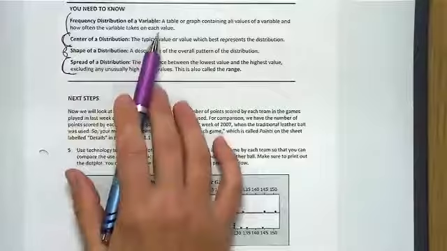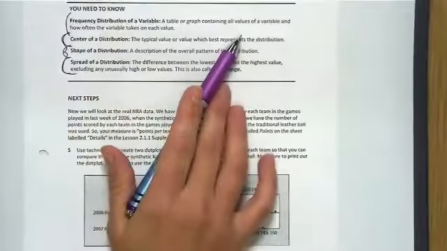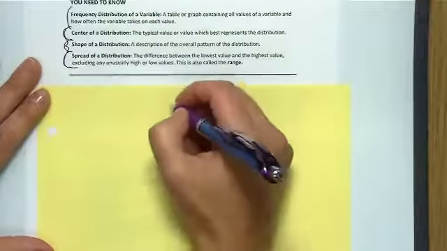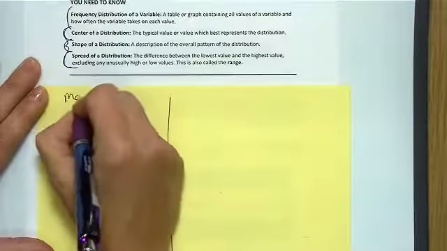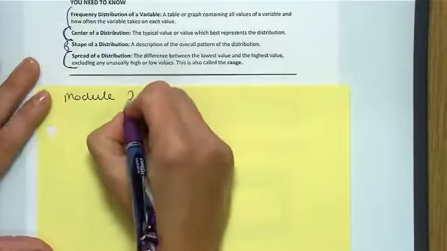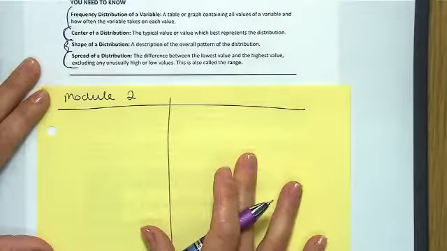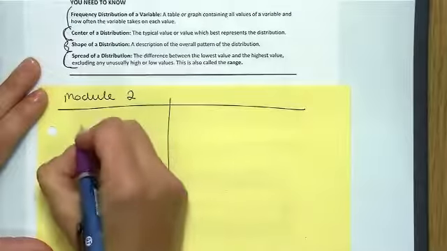Or graph containing all values of a variable and how often the variable takes on each value. Okay. Frequency, how often it takes on the value. Great. Center of a distribution, the typical value or value which best represents the distribution. Typical value, okay. Shape of a distribution, a description of the overall pattern of the distribution. Overall pattern.